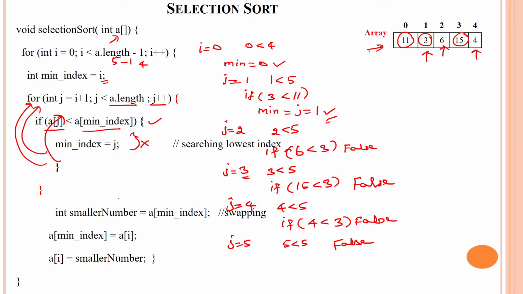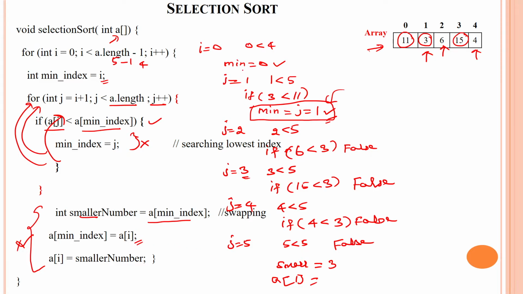Once this condition is false, it comes into the swapping portion. In the swapping portion, we assign smallest number with a of minimum index. The minimum index here is 1, so the smallest number is assigned a of 1, which is 3. Then a of minimum index, a of 1, is assigned a of I. What is the I value here? 0. So a of 0 is 11, and 11 is assigned to a of 1.